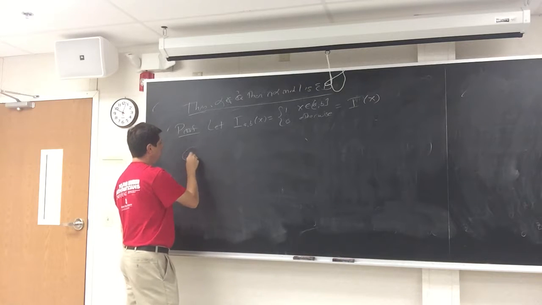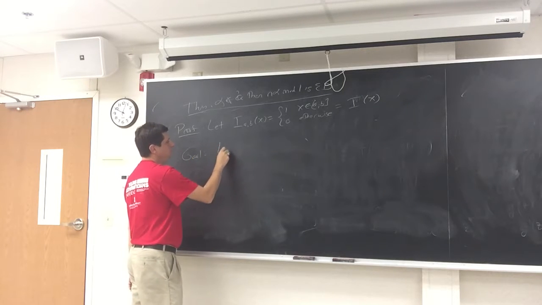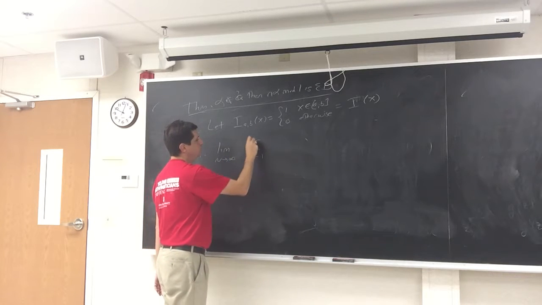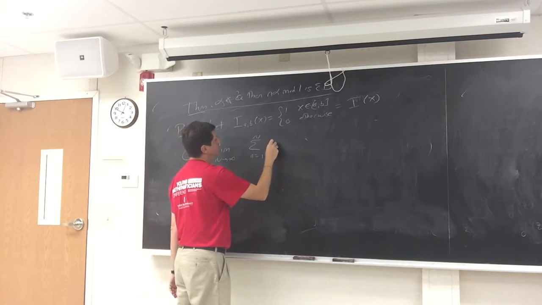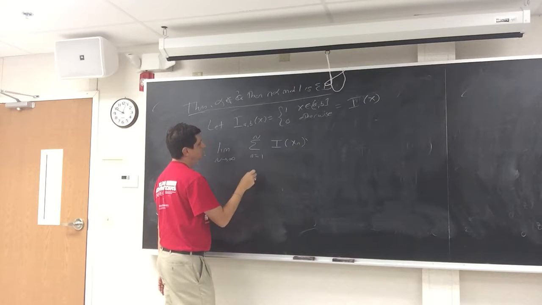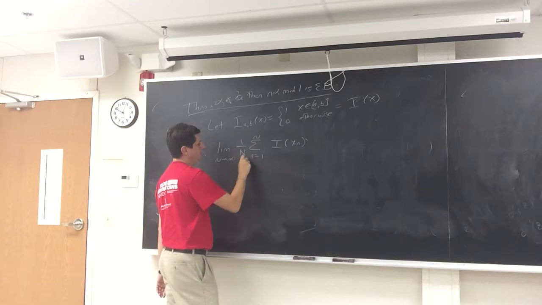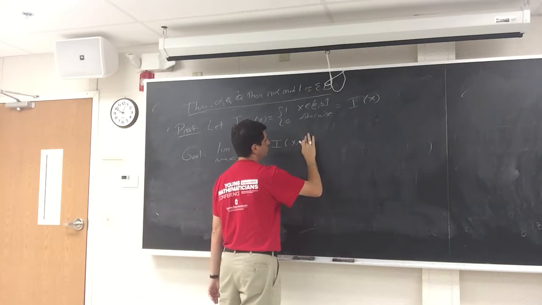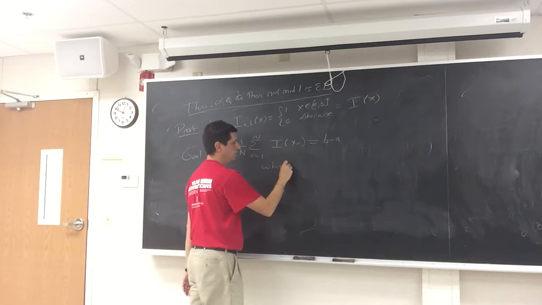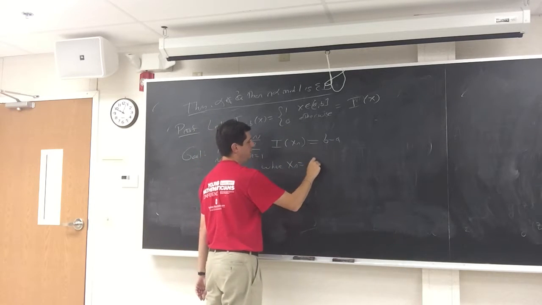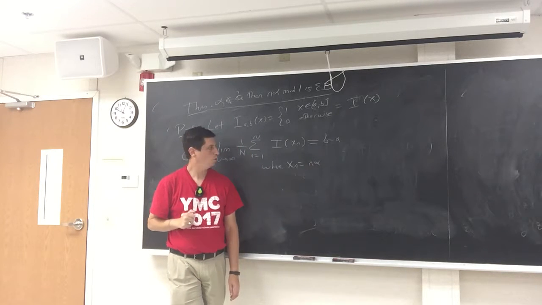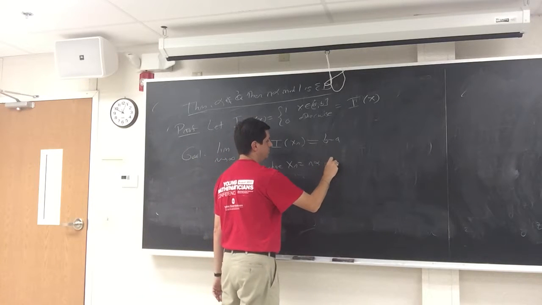And what we want to show is the limit as big N goes to infinity of the sum, n goes from 1 to big N, of I(x_n) divided by N goes to b minus a, where x_n is n alpha, or better yet, maybe n alpha mod 1.